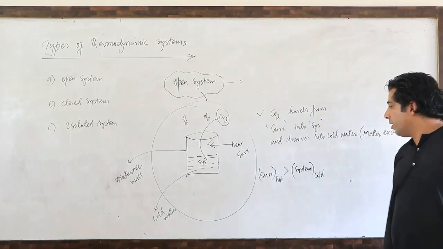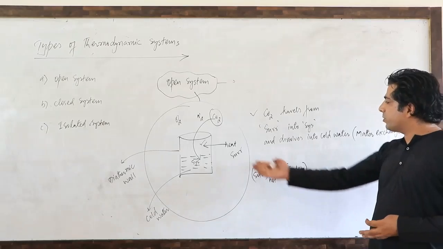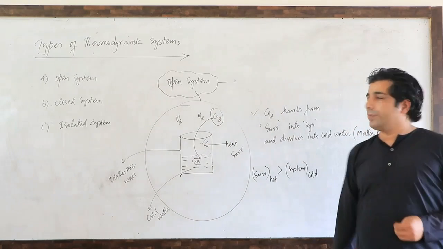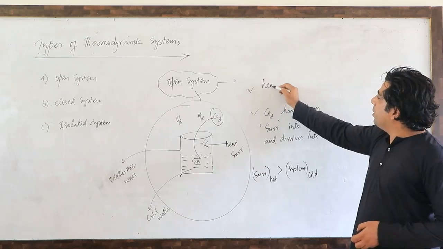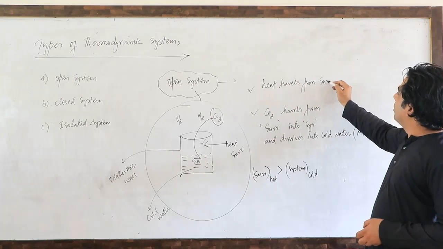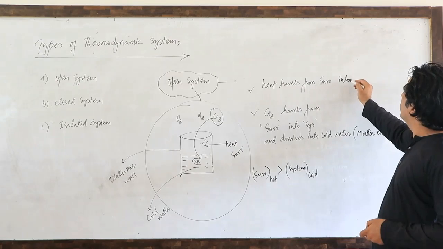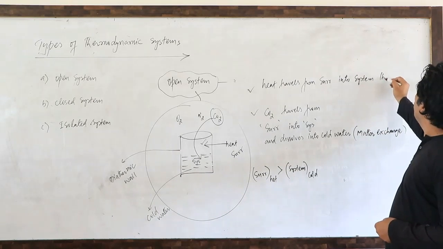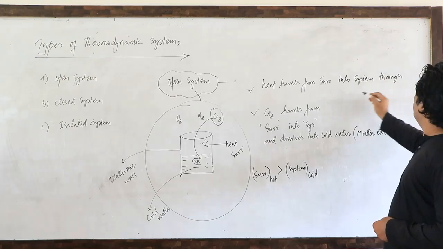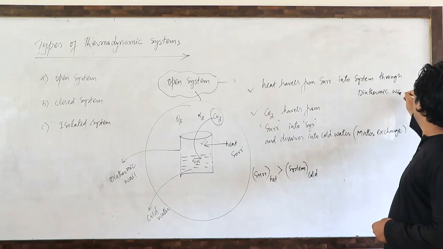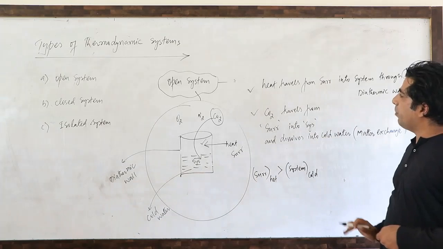Matter exchange. What about the heat exchange? Heat exchange is also happening. Heat is traveling from where? Surroundings into the system. So here heat travels from surrounding into system. Correct? Through which wall? Through diathermal wall or diathermic wall. So both the things are happening here.